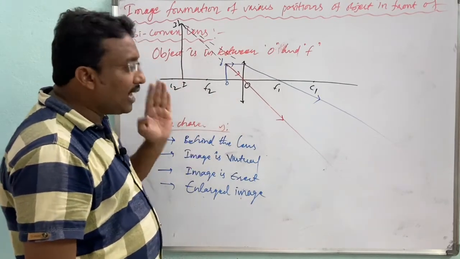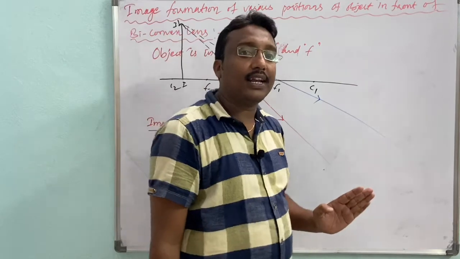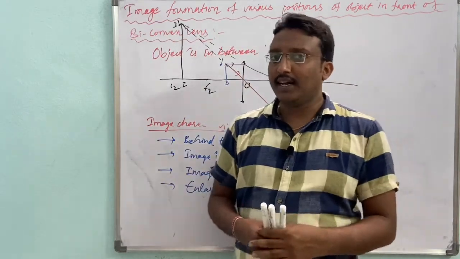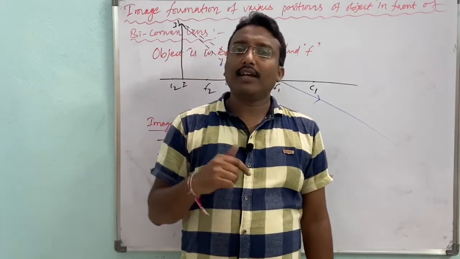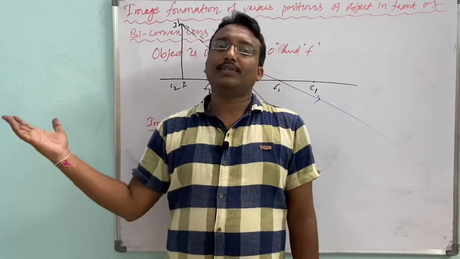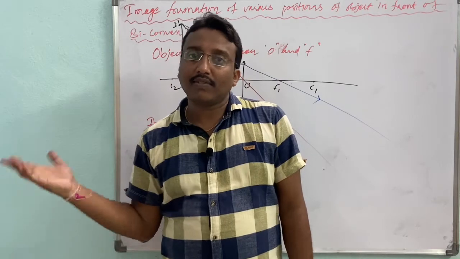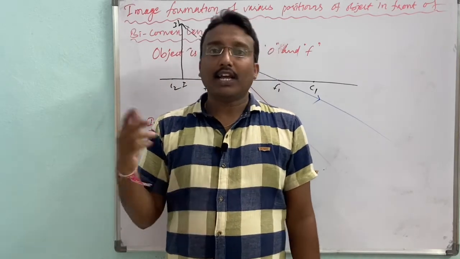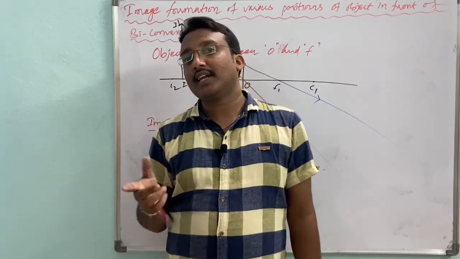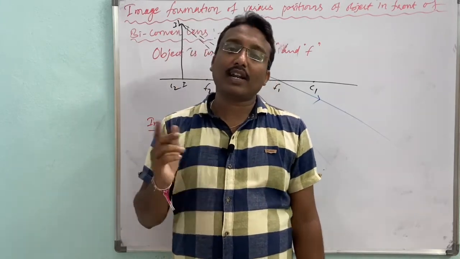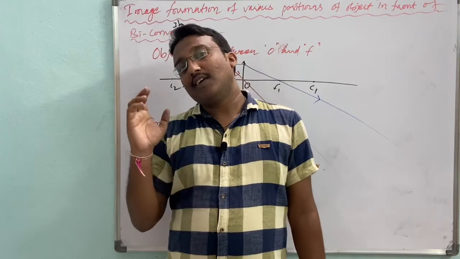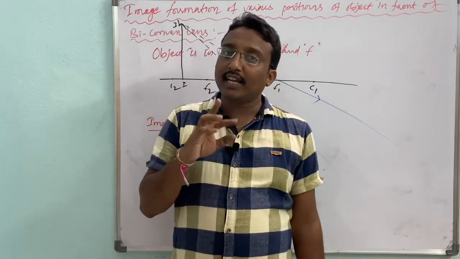Because only in this position we are getting a virtual image. In all remaining positions, when the object is at infinity, we are getting a real and inverted image. If the object is beyond the center of curvature, real and inverted. If the object is on the center of curvature, real and inverted. If the object is between the center of curvature and focus, real and inverted. If on the focus also, real and inverted.